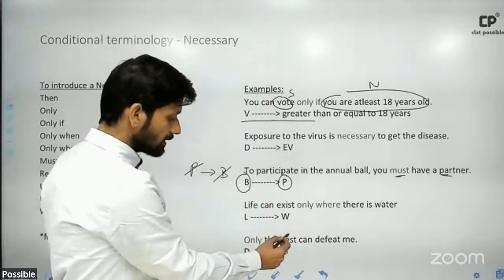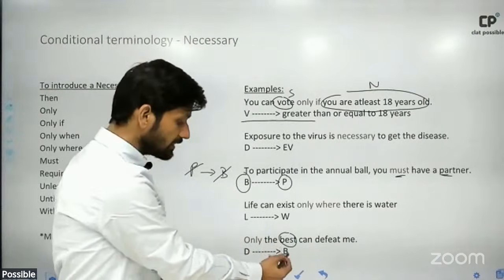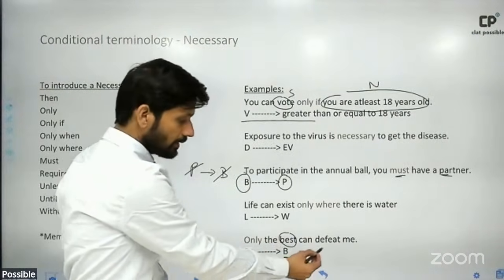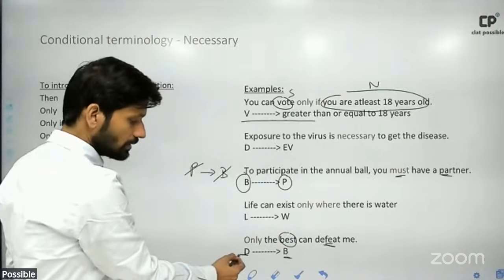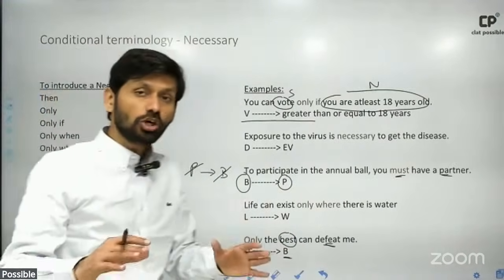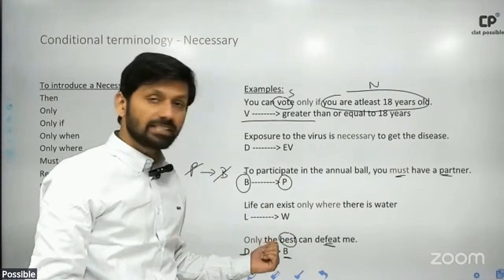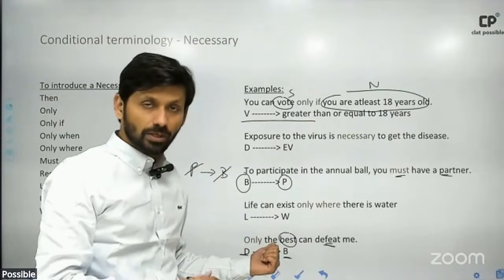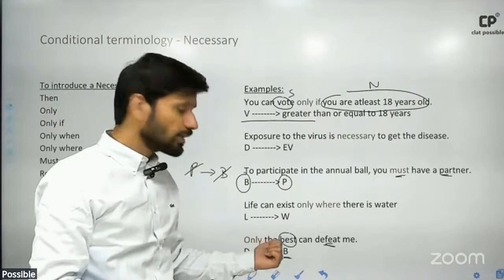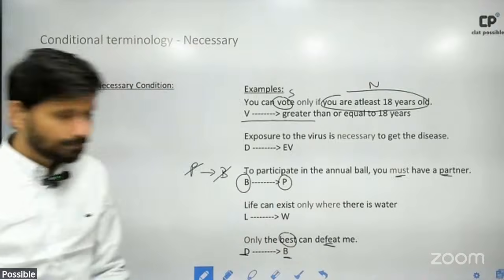Or something like this, only the best can defeat me. So best के आगे only लिखा है. So best will become necessary, it will come on the right. And defeating me comes on the left. Not the best, you cannot defeat me. So it does not matter कि statement में उसकी position क्या है. Statement में जैसे यहाँ पे best is on the left, right? So it does not matter. अगर वो necessary है, it will come on the right side of the arrow. Okay.